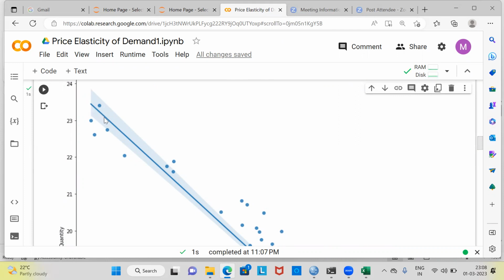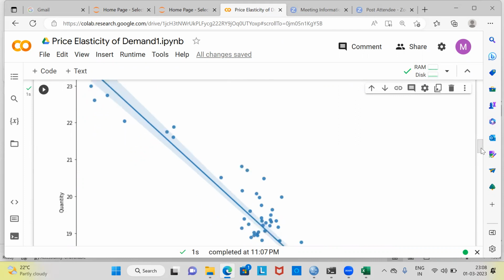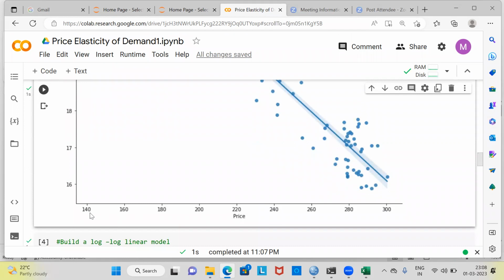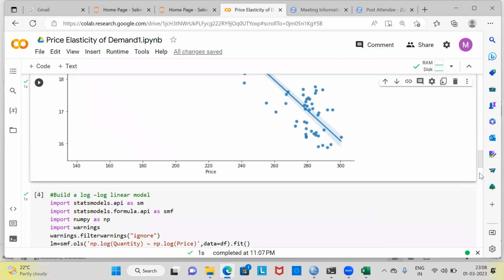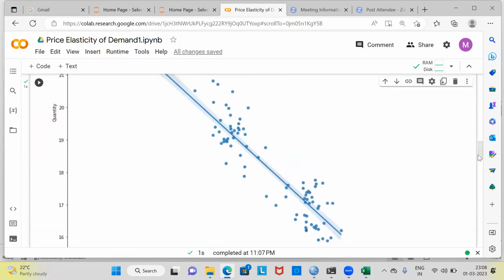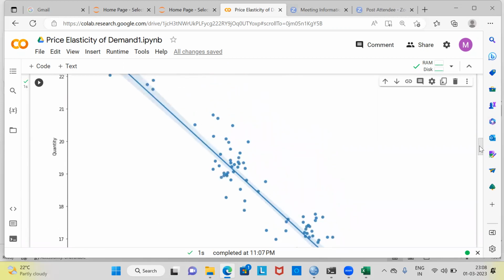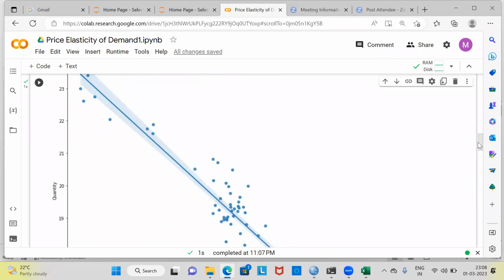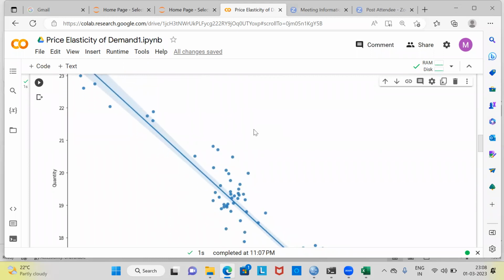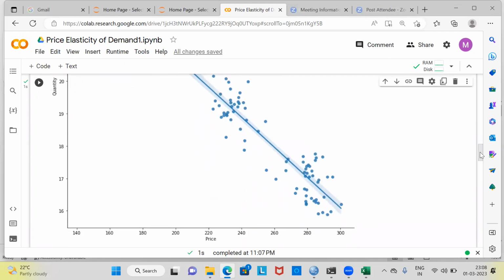But consistently, you see the quantity drop down. The quantity of beef goes down as the price increases from 140 all the way up to 300. So this is what we expect for any product in real life situation as well, that as you go on making a particular item more and more expensive, the demand for the quantity keeps on falling. So this is what we are getting here. We see continuously and consistently demand falling.